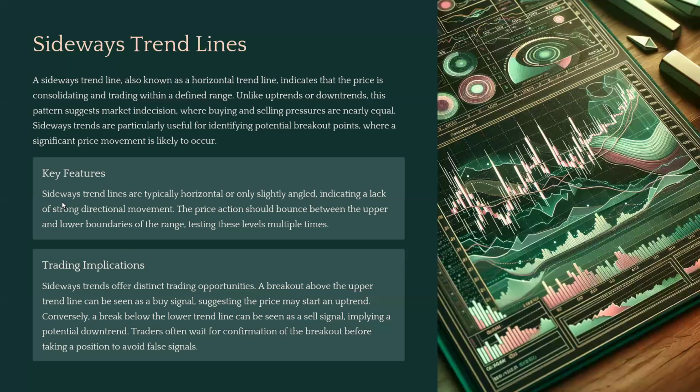So let's take a look at the key features. Sideways trend lines are typically horizontal and only slightly angled, indicating a lack of strong directional movement. The price action should bounce between the upper and lower boundaries of the range, testing these levels multiple times.